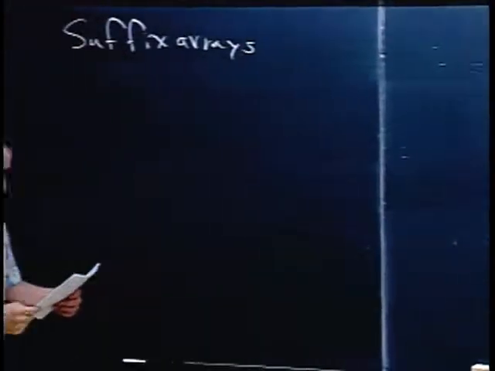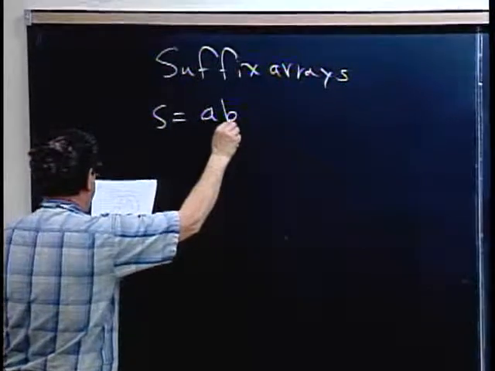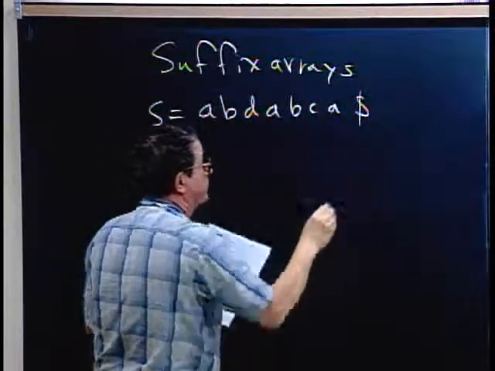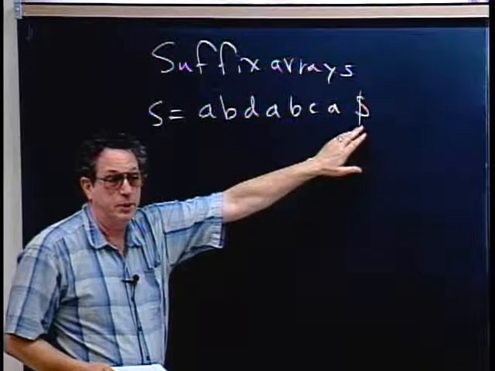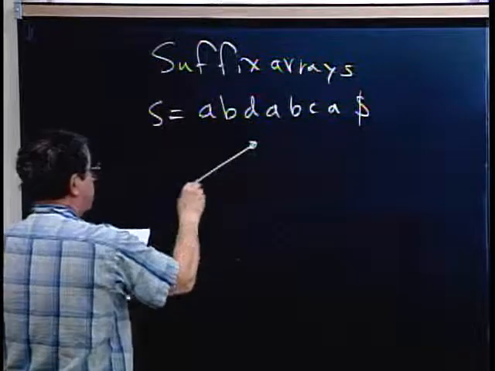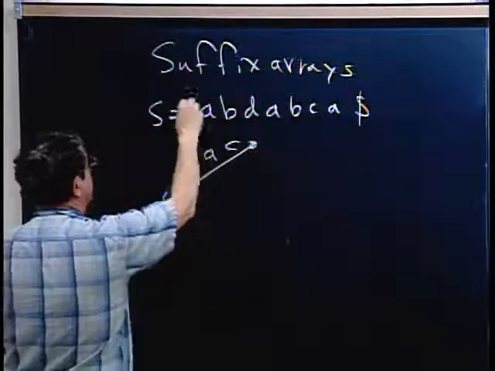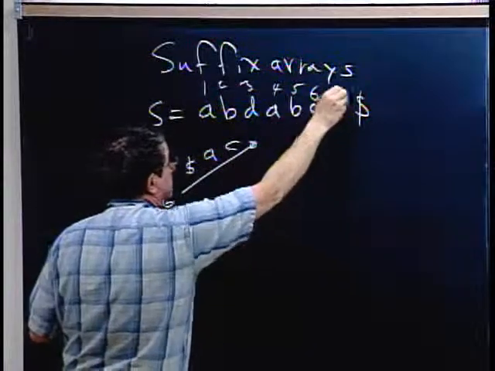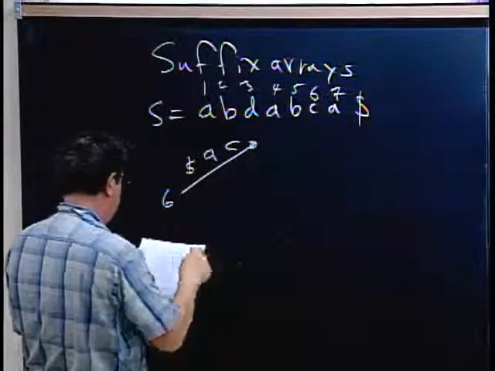Okay, so let me just put up a little example of a string first: A, B, D, A, B, C, A, and we end it as usual with a $ sign, and the $ sign is lexicographically smaller than any other character in the alphabet. And then a suffix tree for this. All right, that's the suffix that begins at position 6. Actually, let's number: 1, 2, 3, 4, 5, 6, 7. So C, A, $ begins at position 6.